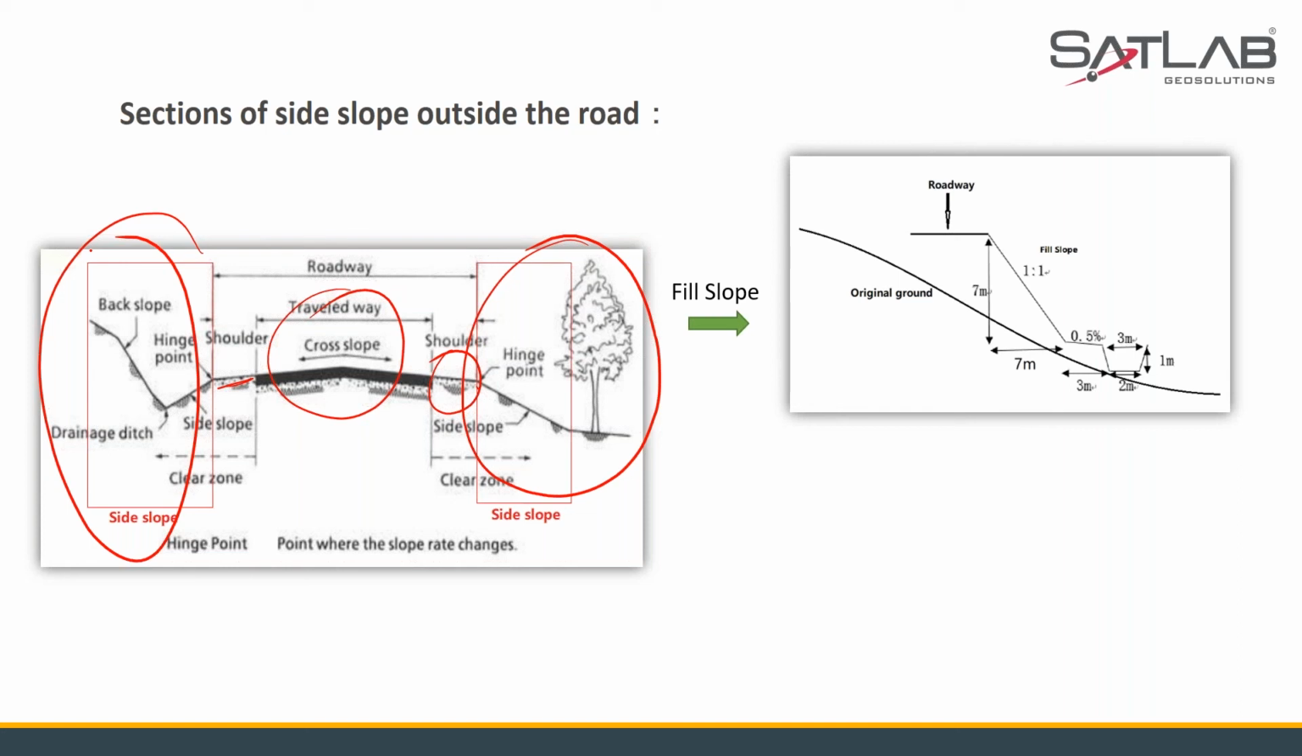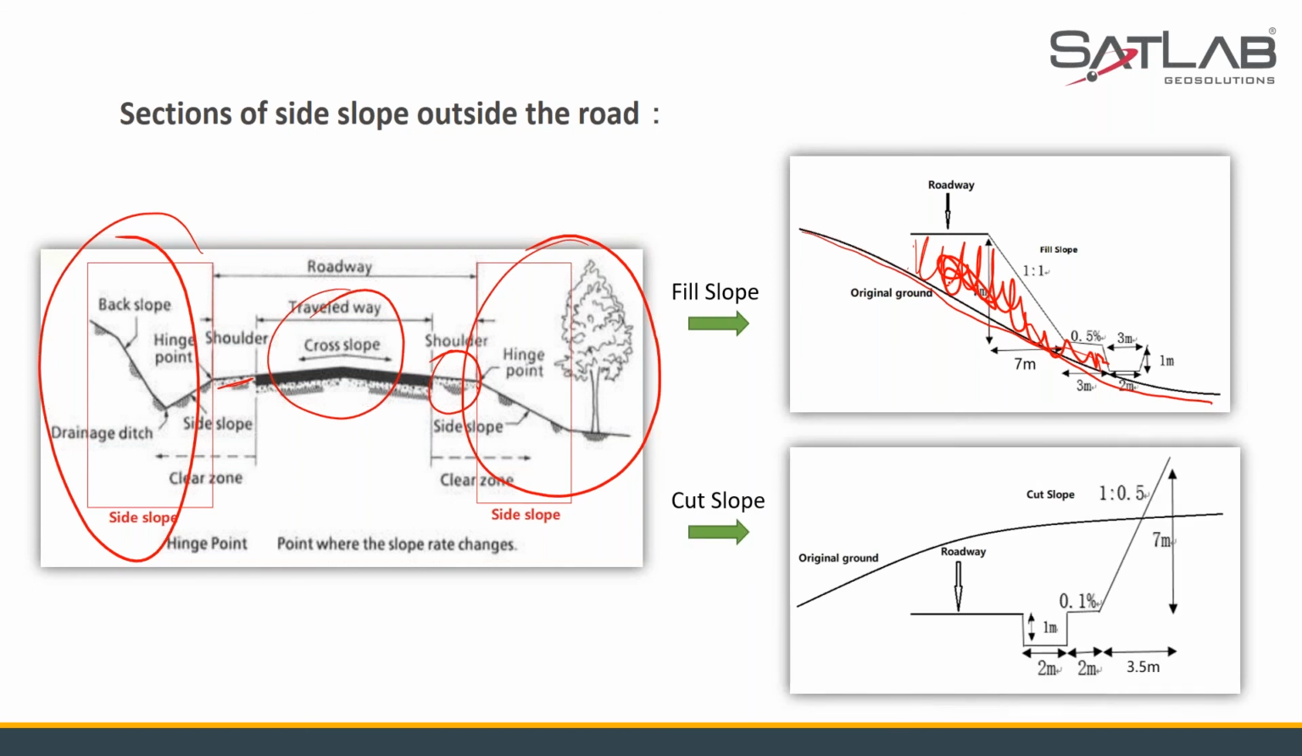So fill slope. So here is the fill slope, where my original ground level is this, but I need to fill it. So this is my filling part. I need to fill this part. I need to fill up. Fill. All right. And then comes my cut slope. The cut slope, I have to cut this part. Cut.